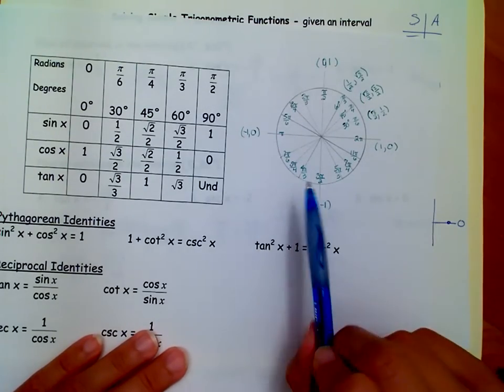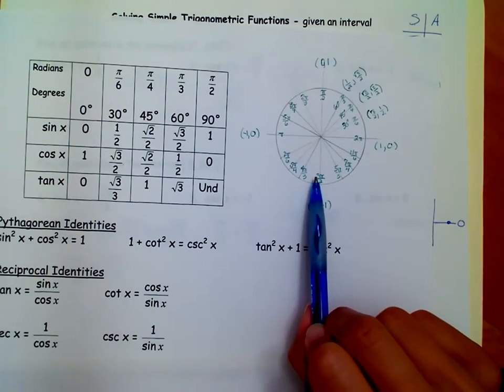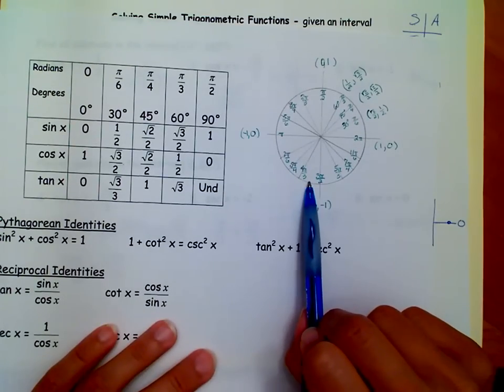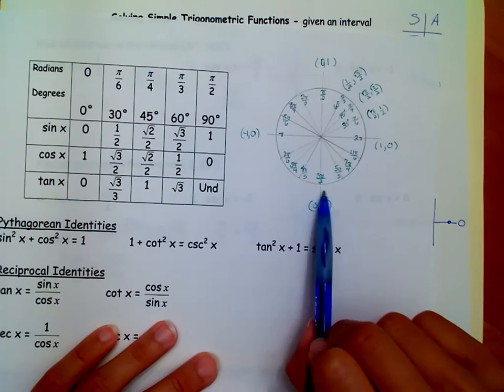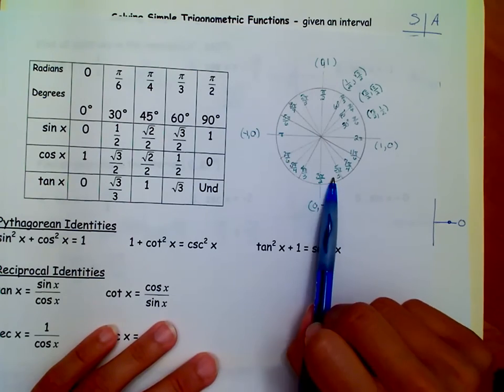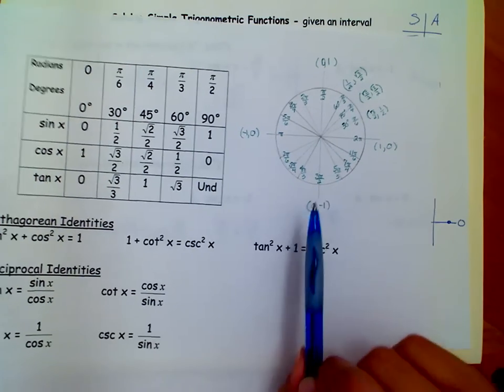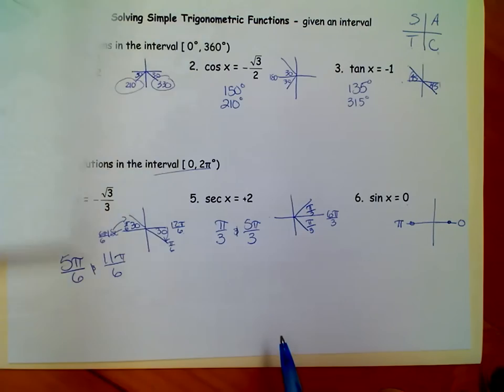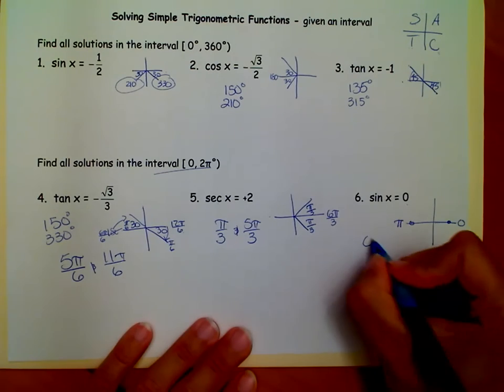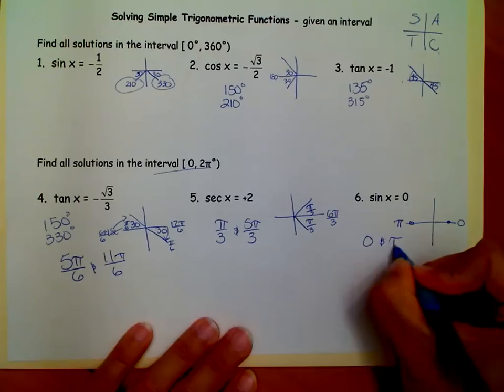And the book has, almost every book has one of these little charts, maybe in the reference section in the back or in the front flap. So it's a valuable little chart. You might want to get one, copy it, and use it because it's nice to have. So my answers here are 0 and pi.